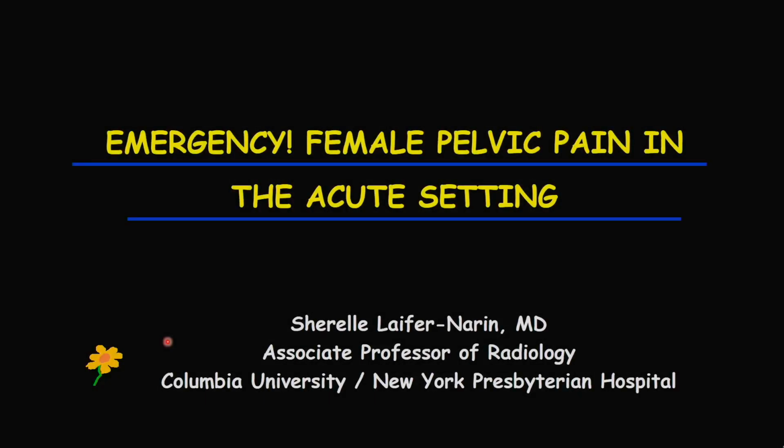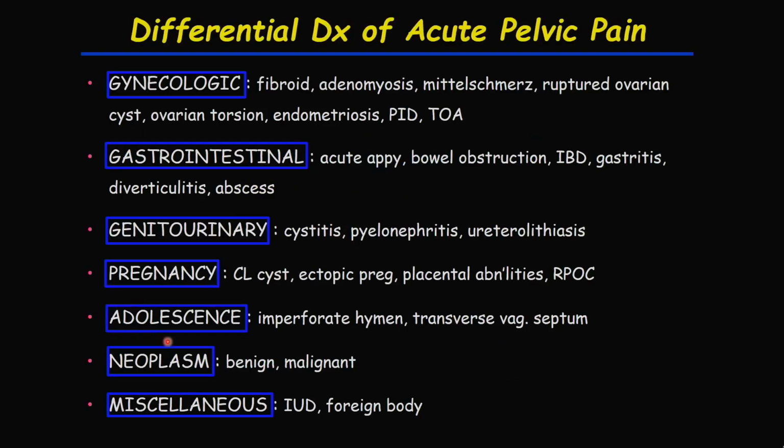Good morning, everyone. My first talk will be on female pelvic pain in the acute setting. The differential diagnosis for acute pelvic pain is vast, and the etiology may be divided into anatomical location. It may be related to age or pregnancy status. It may be related to neoplasm, either benign or malignant, and there are miscellaneous causes.